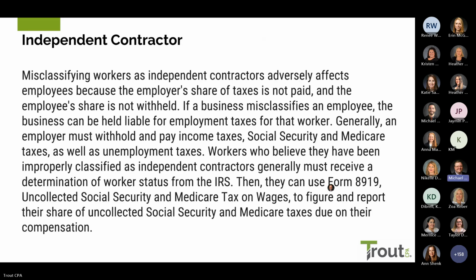So how does an independent contractor assert that they are an employee and not an independent contractor? Well, when they file their annual 1040, they can file a Form 8919, Uncollected Social Security and Medicare Taxes on Wages, to figure and report their share of uncollected Social Security and Medicare as if they were an employee, or they should have been.